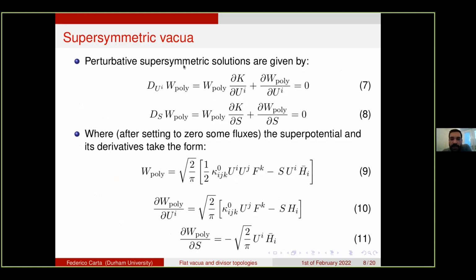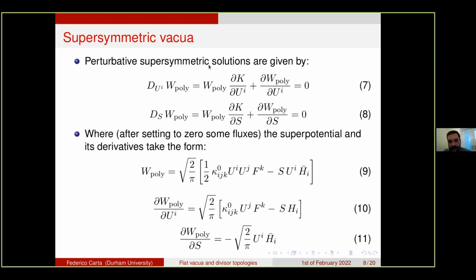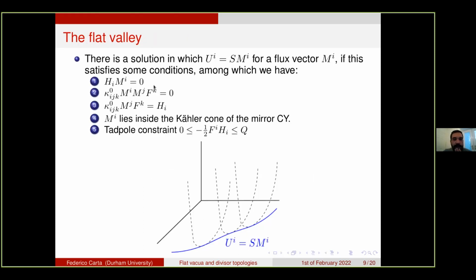So to find a perturbative supersymmetric solution, we look at the covariant derivative of the superpotential, and one way to set them to 0 is by requesting the superpotential itself to be 0 and the covariant derivatives with respect to moduli to be 0. The superpotential takes this form, the derivatives take this form, and we see that there is a solution of the following form. The U, the complex structure moduli, will be all proportional to a constant vector m, and the constant of proportionality is the axiodilaton. One can see that if you take this ansatz and plug it into these equations, you can get 9, 10, 11 to be all 0, provided that the flux vector m satisfies some conditions.